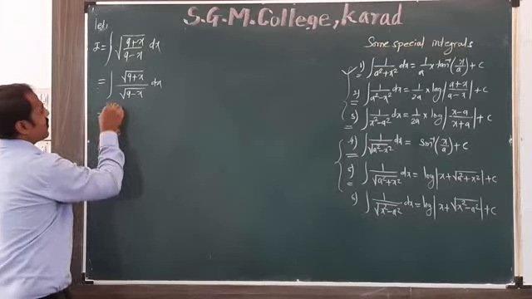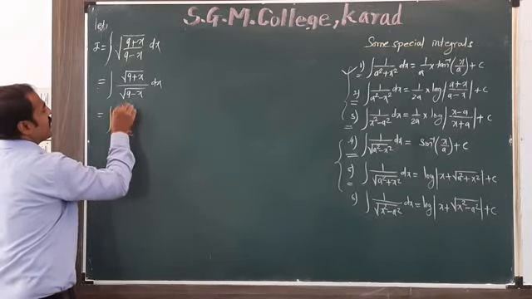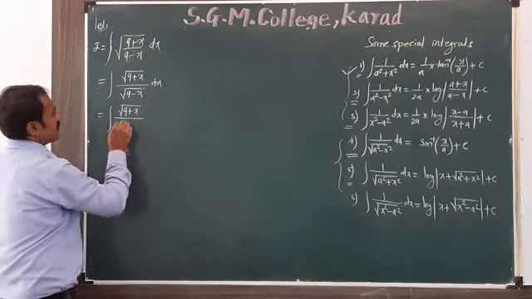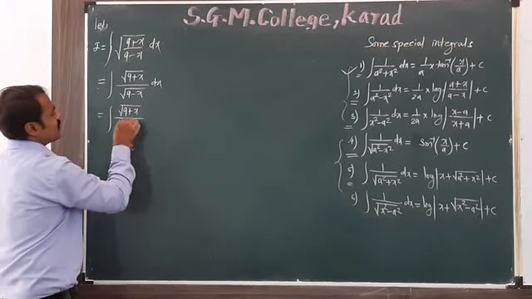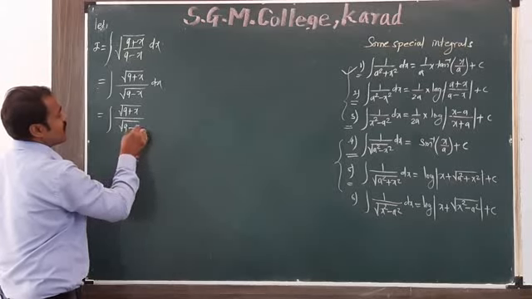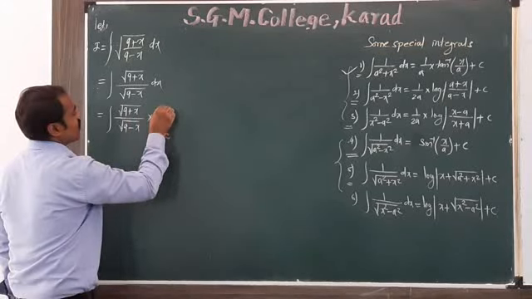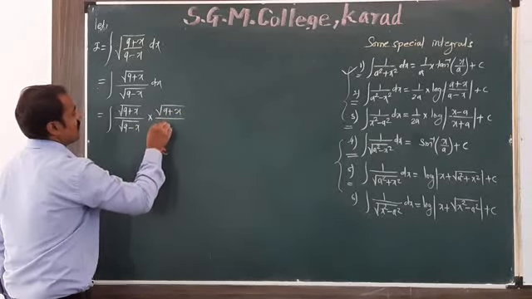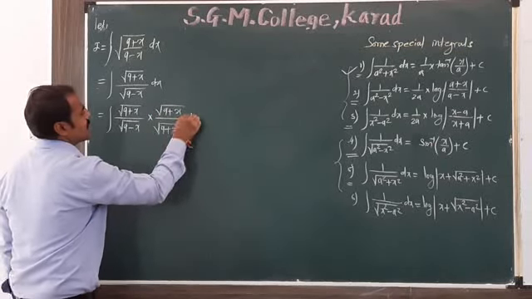Okay. On multiplying numerator and denominator by the conjugate of the denominator, meaning the conjugate of root of 9 minus x, which is root of 9 plus x, we get root of 9 plus x divided by root of 9 plus x dx.